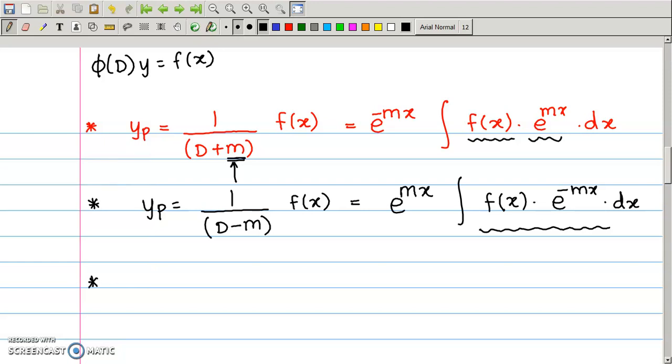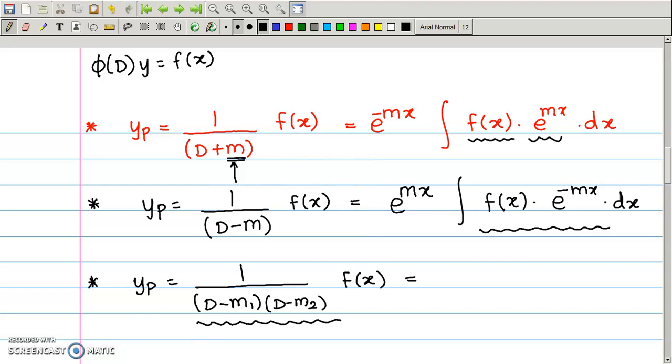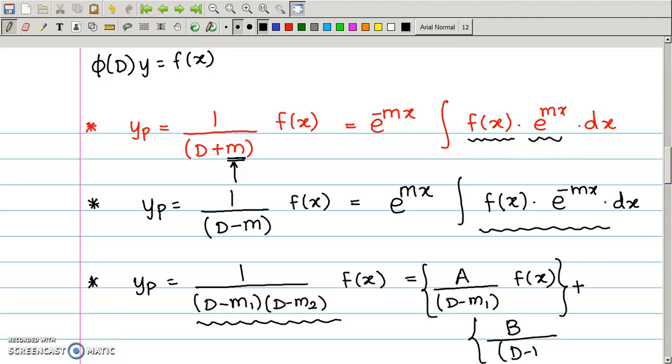Now if your particular integral is 1 upon a product of more than one linear factors, that is d minus m1 into d minus m2 into f of x, then in such cases we apply the method of partial fraction to separate these two factors. So find the coefficient a in the numerator, d minus m1, then operate f of x to it, and find the second numerator term b for the factor d minus m2, and then operate f of x to it.